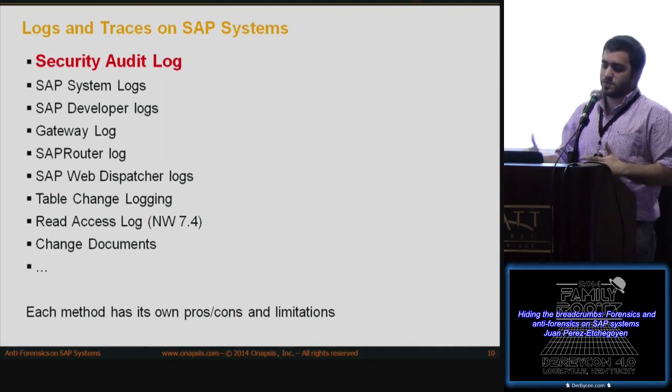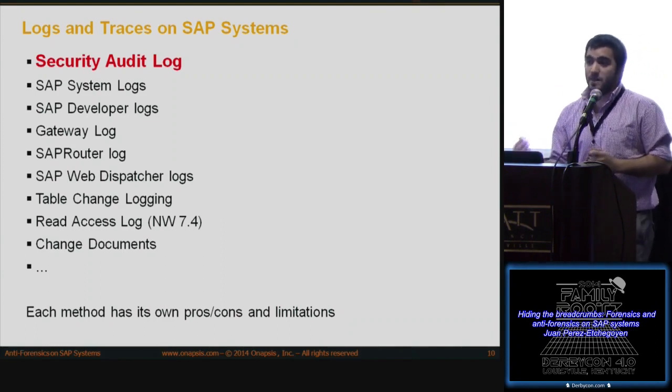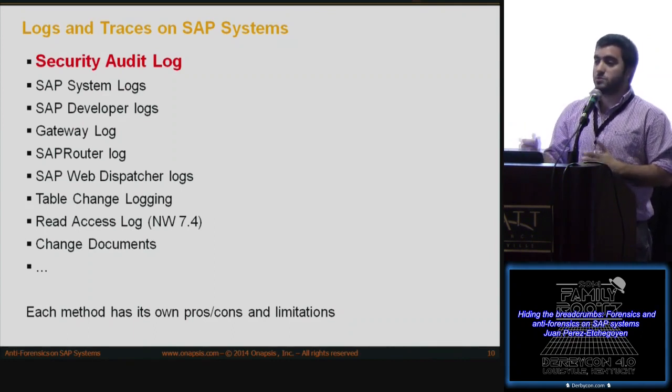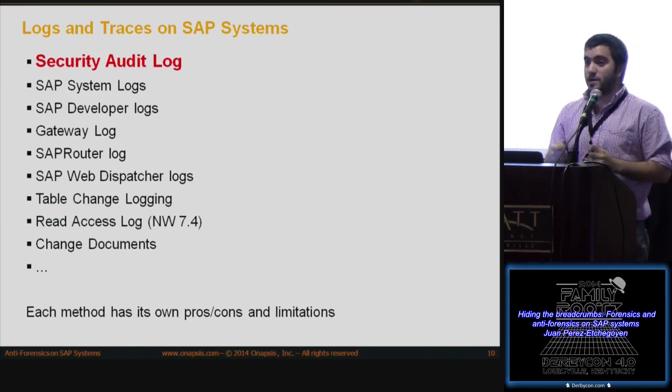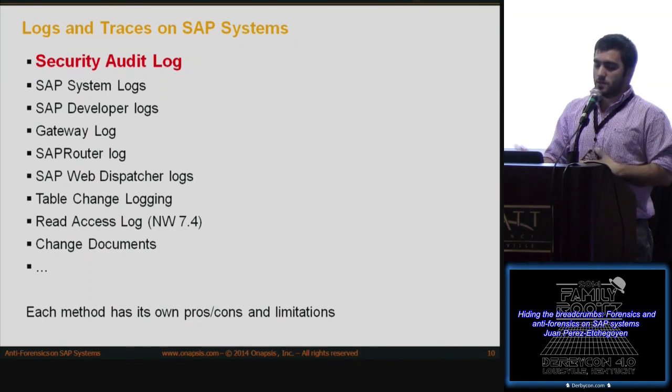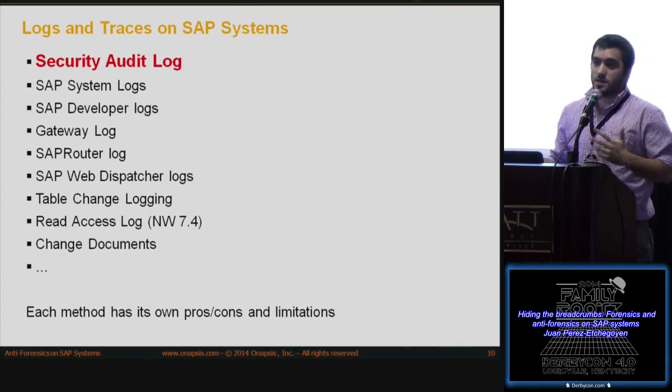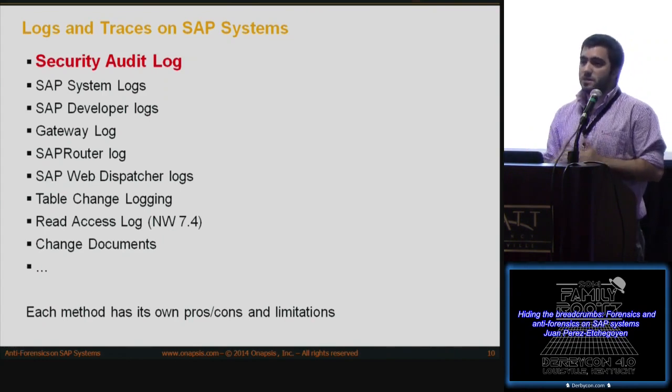Then all the rest of the logs are kind of technical logs, but many of the attacks that are going through the NetWeaver layer are not actually saved in the security audit log. You need to have all the rest of the logs enabled in order to actually identify a complex attack. Because detecting a brute force attempt in the system, that's easy, and the security audit log can help you with that. But the rest of the attacks, the more complex attacks, that's something different.